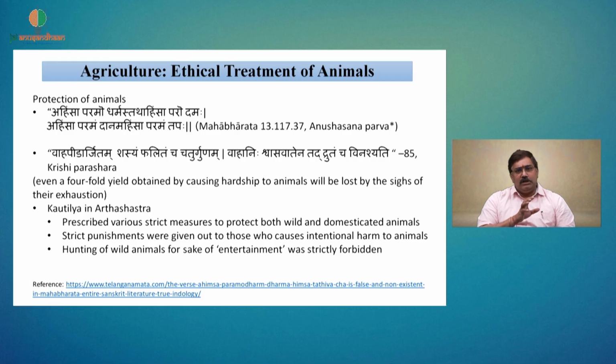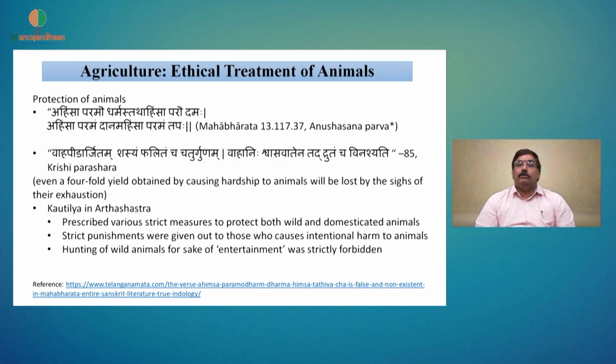And in fact, it's not just that. When we talk about agriculture, there is also this very famous quote, right? Ahimsa paramo dharma, that occurs in Mahabharata's Anushasana Parva. It occurs in the context of ethical treatment of animals. In fact, it occurs in the context of making sure that we protect animals and don't do any harm to them. Ahimsa paramo dharma, tatha himso paro dharmah, ahimsa paramam danam, ahimsa paramam tapah. It says ahimsa, the non-violence towards animals, is the best dharma.